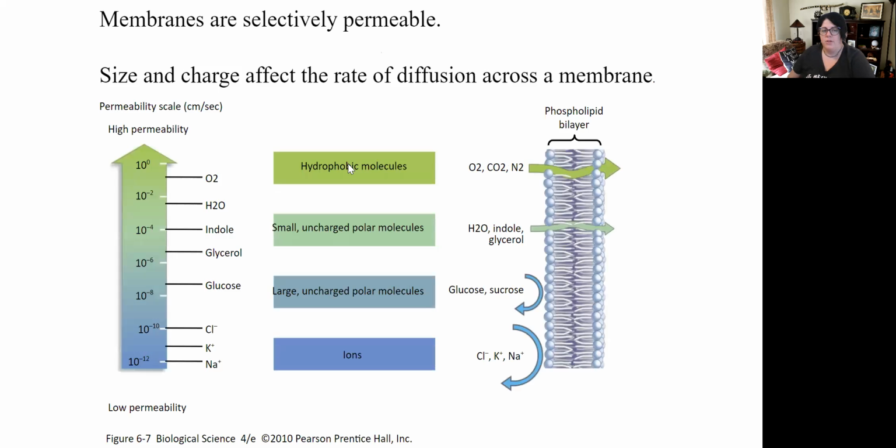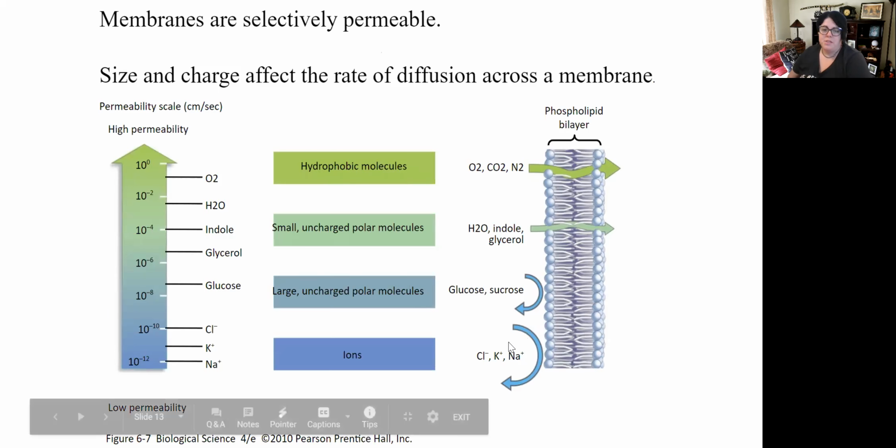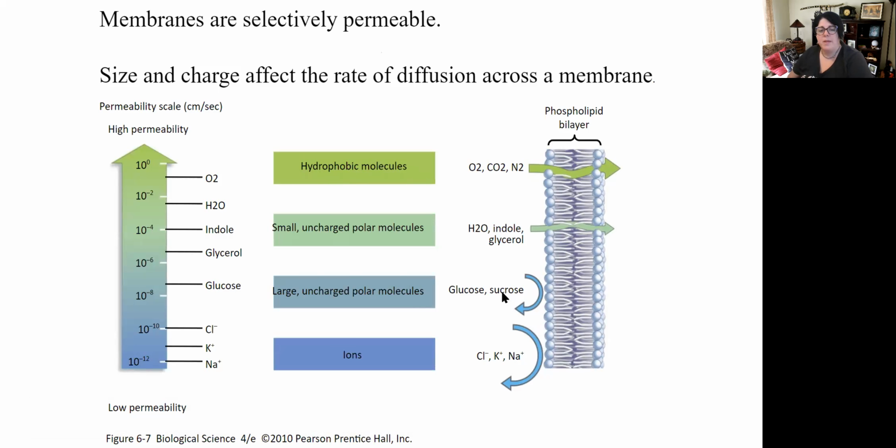This is a really good list of things that can go through the membrane. If we look at the permeability here, on the right, on our phospholipid bilayer, things like oxygen, carbon dioxide, and nitrogen can go through the membrane. Water, indole, and glycerol can also go through to some extent, but things like glucose, sucrose, and ions cannot. And this should make sense.